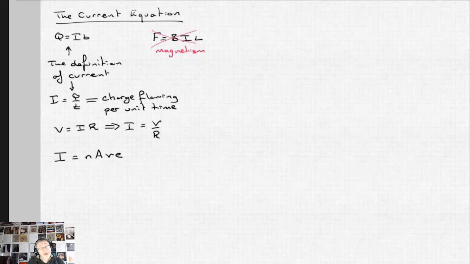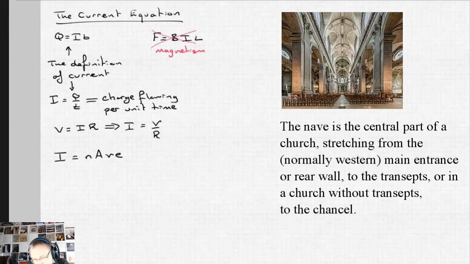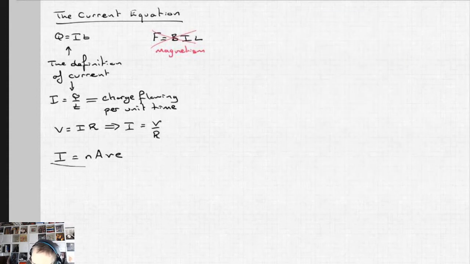It's called "nave", which has got nothing to do with churches, which also have a nave. Okay, so now this equation is really useful for us because it tells us the value of a current with respect to the properties of the electrons and also the properties of the material that it's going through. It allows us to work out what's going on when we have a change of current.